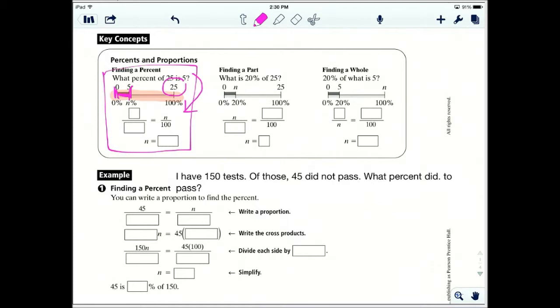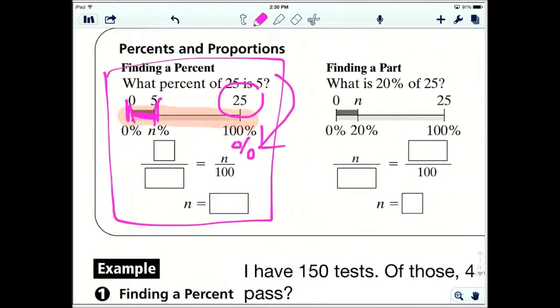So when I set this up, they put percent over 100%, and I have 25 is my total, so that means that should go on the bottom. And if you notice, guys, we have that keyword that I was telling you, the is. Do you see this is right here? Is 5. That tells me that this is my is, and then of 25, that's where I set it up. 5 part over whole, or is over of. And then from here, I would be cross multiplying to get my answer.